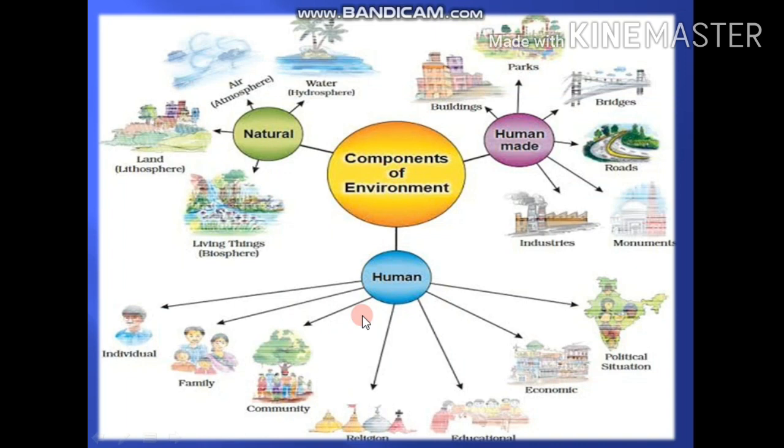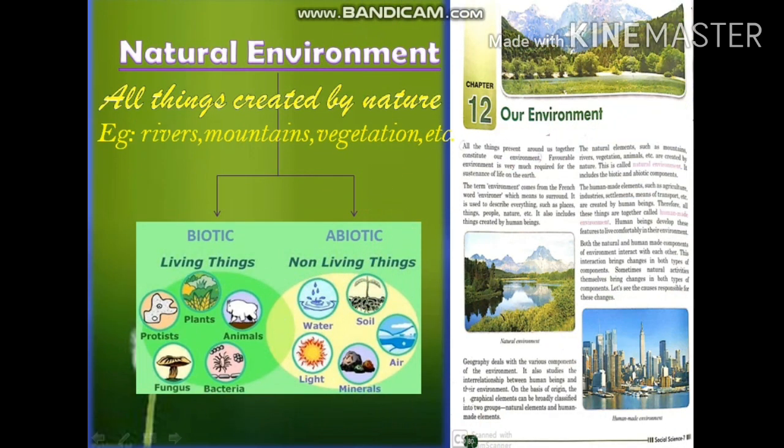First, the natural elements. What does it mean? It means the things that are created by nature. Can you say some examples for it? Yes, the examples are rivers, mountains, vegetation, etc.